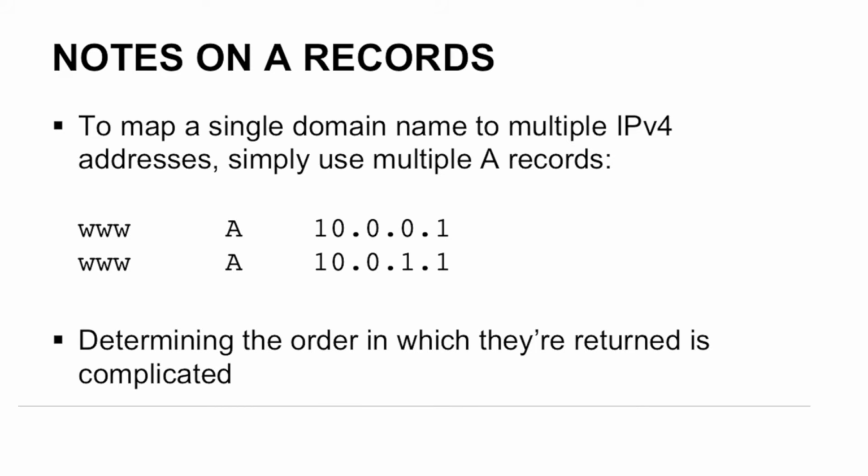Wait, is the first one that appears in a zone data file the first one returned? Not necessarily. We'll talk soon about RRset ordering, and you'll see how the order can be configured and how it can change.